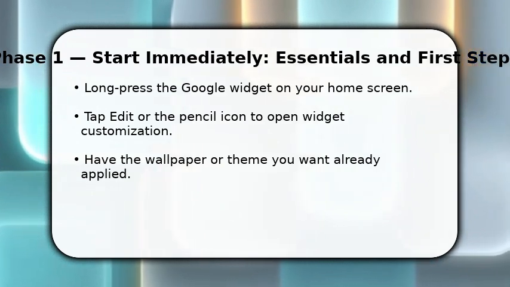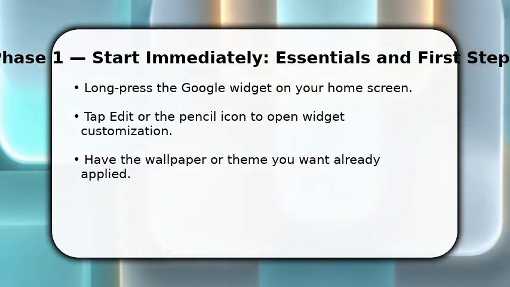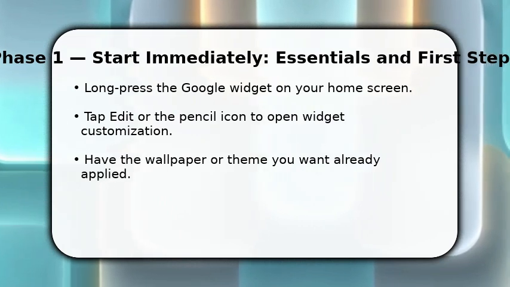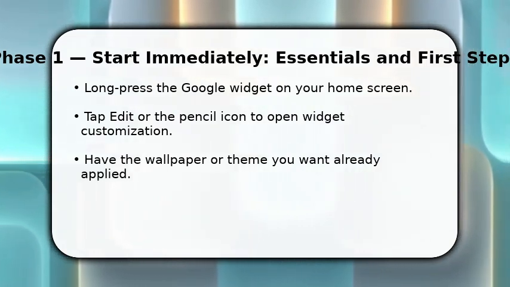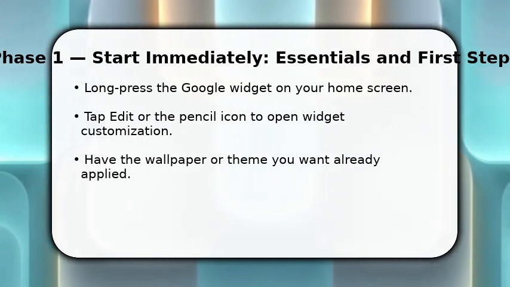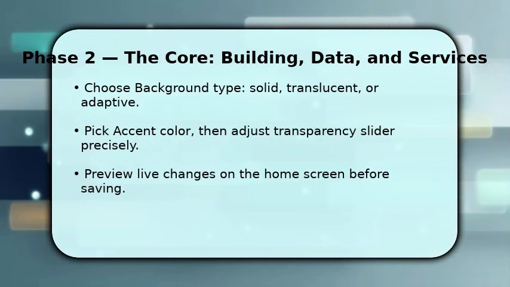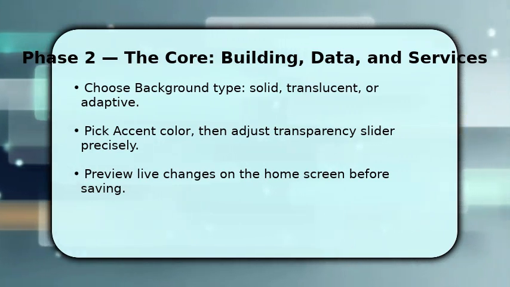You'll be inside the widget editor now, ready to change background type, transparency, and the accent color directly. This is the only supported in-app path. Inside the editor, choose a background type, solid, translucent, or adaptive, because that determines how much wallpaper shows through.